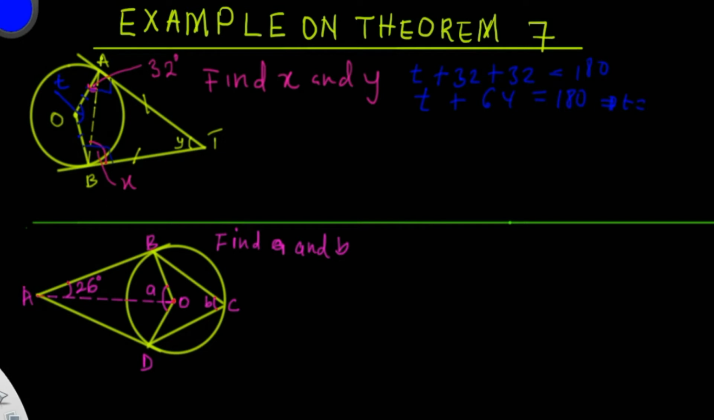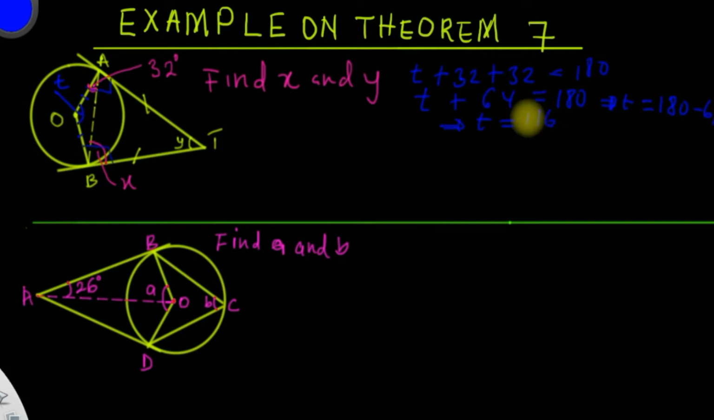It implies that t is equal to 180 minus 64. What is 180 minus 64? Which implies that t is equal to 116.